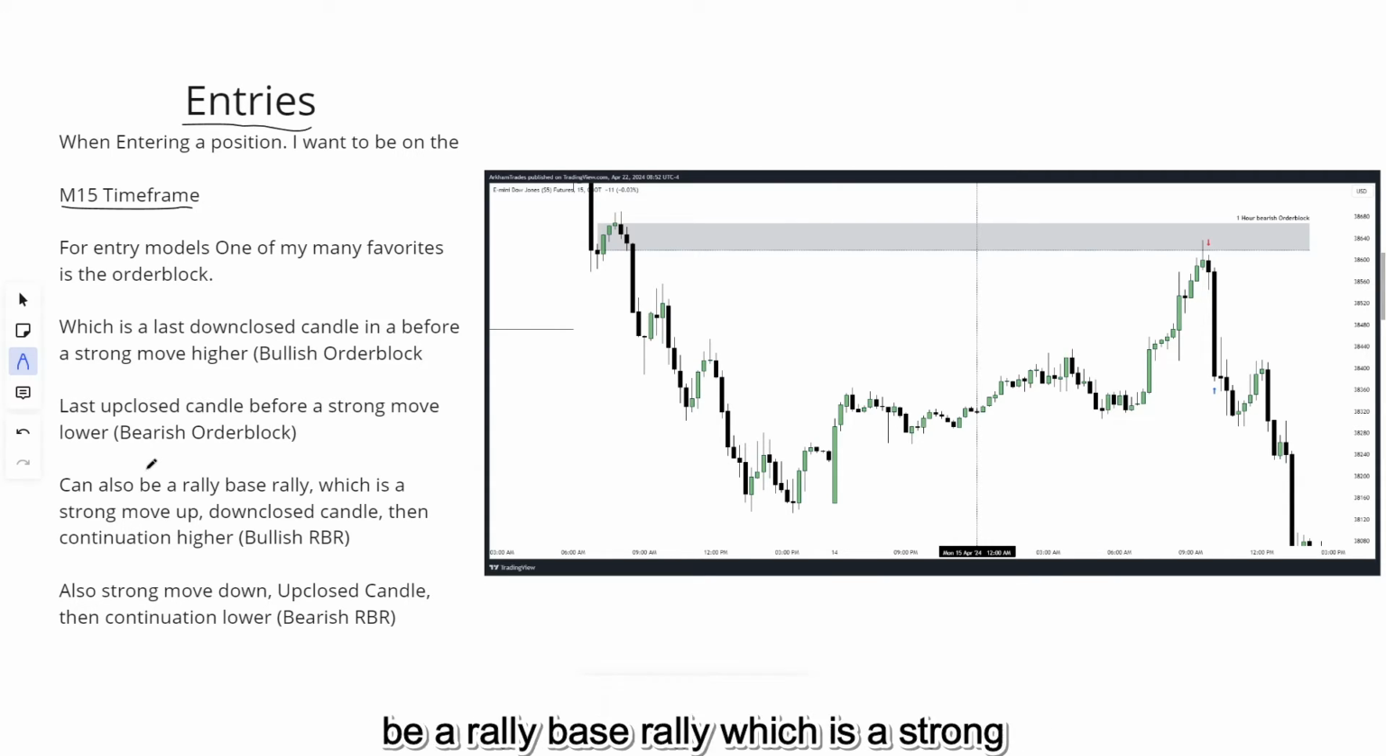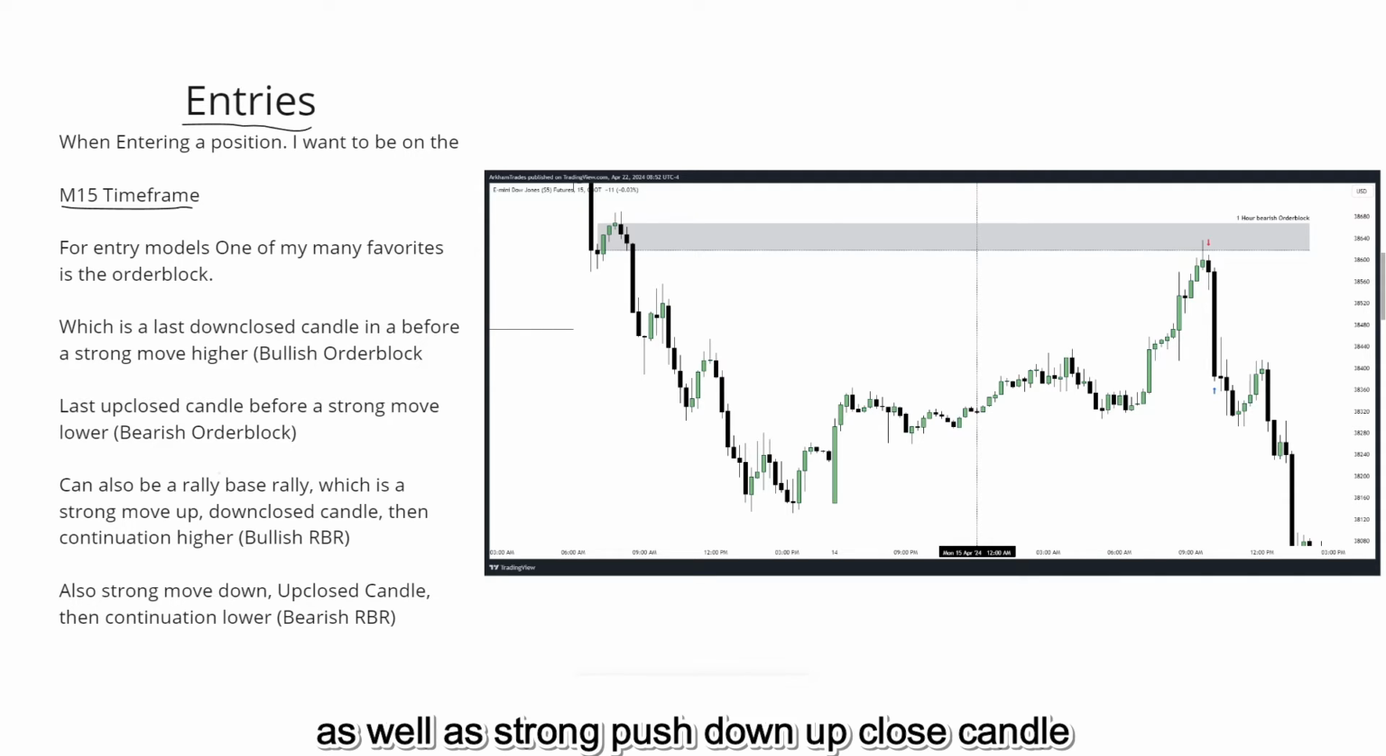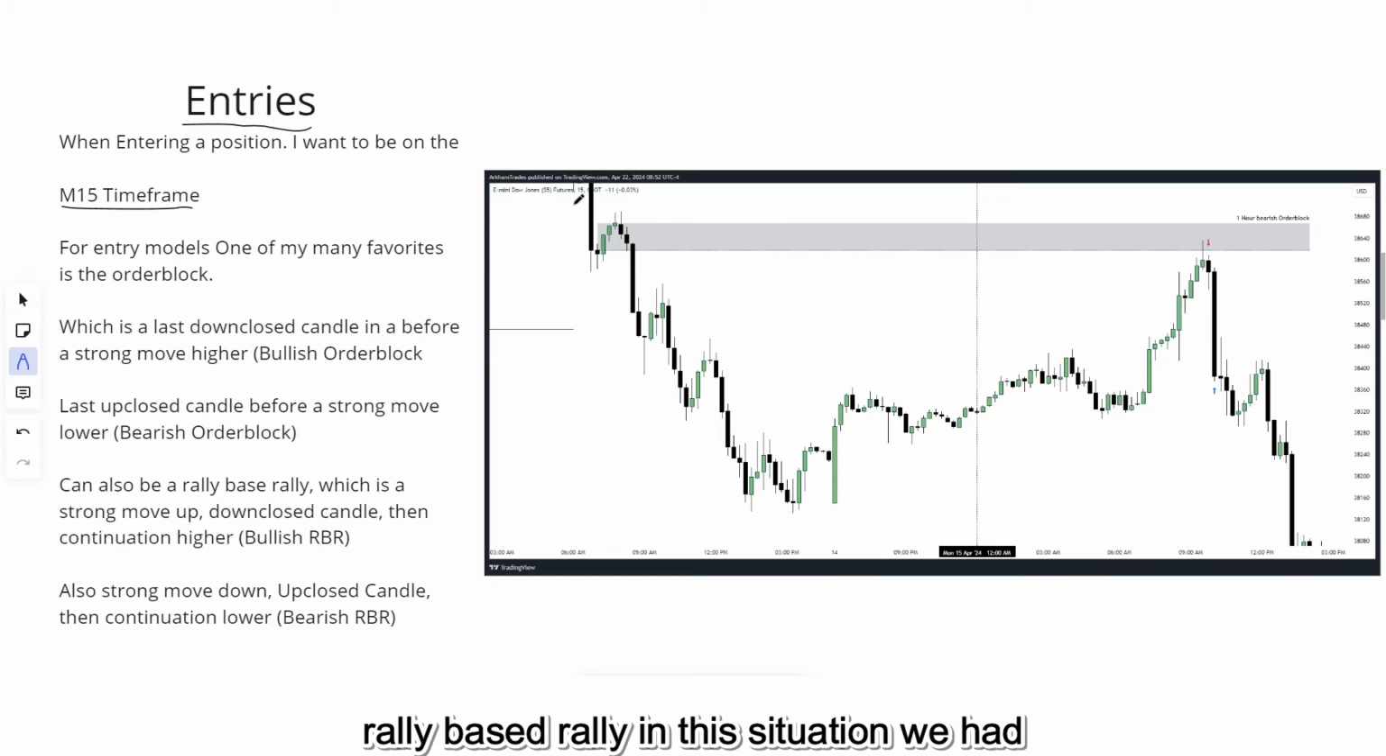This can also be a rally base rally, which is a strong push up, down close candle, continuation higher. That's a bullish rally base rally, as well as strong push down, up close candle, then continuation lower. That's a bearish rally base rally. In this situation, we had this strong push down, up close candle, continuation lower. This would then be classified as our bearish order block or rally base rally to the downside.